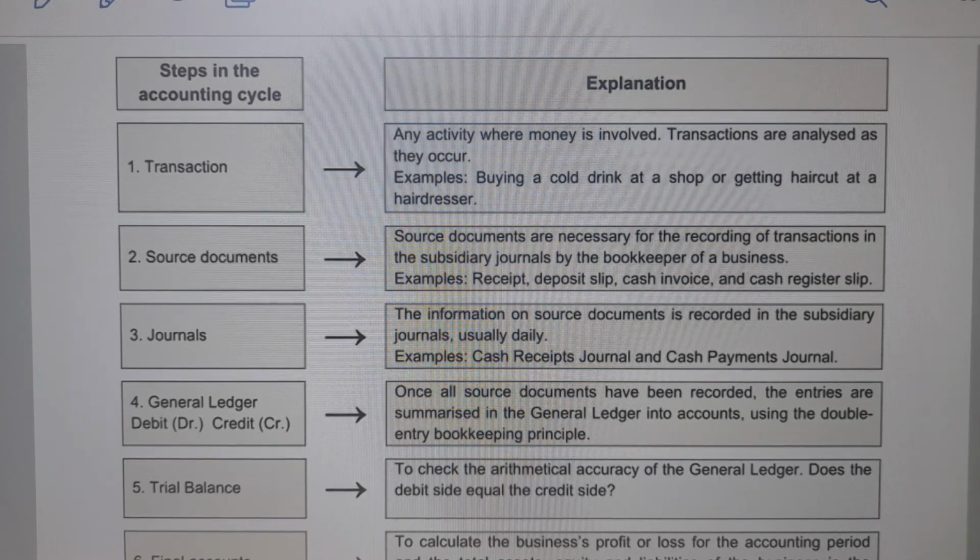And the last step is the final accounts, where we calculate the business's profit or loss for the accounting period and the total assets, equity, and liabilities of the business in the balance sheet.